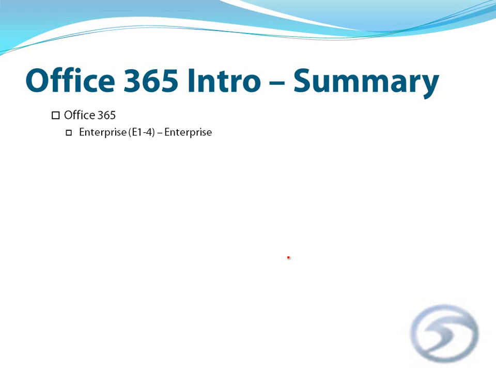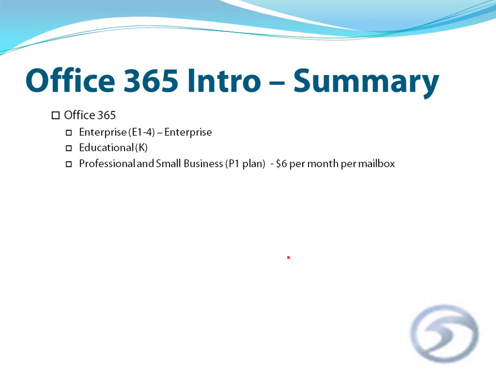In summary, Office 365 comes in a number of different products. There's the enterprise product, which allows thousands of users. It includes a lot more features than what we've gone over, and it's designed more for corporate environments, especially if you're interfacing with your corporate Windows systems. There's an educational version as well that we're not going to get into, but what we talked about today was the professional small business, which is the P1 plan, and this plan, after the trial, costs $6 per month per mailbox. It's an incredible bargain when you compare it to other premium email systems.